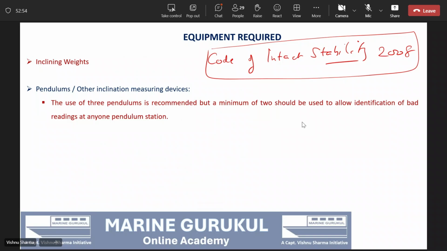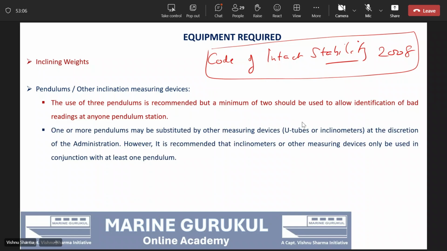The use of 3 pendulums is recommended, but a minimum of 2 should be used to allow identification of bad readings at any one pendulum station. Now, 1 or more pendulums may be substituted by alternate inclination measuring devices like U-tubes or inclinometers at the discretion of the surveyor or the administration. However, the code strictly recommends that inclinometers or other measuring devices only be used in conjunction with at least 1 pendulum. Pendulum still remains the most reliable of all these.